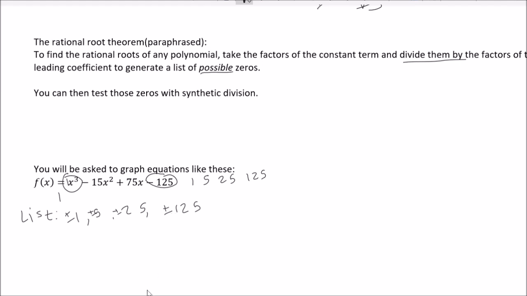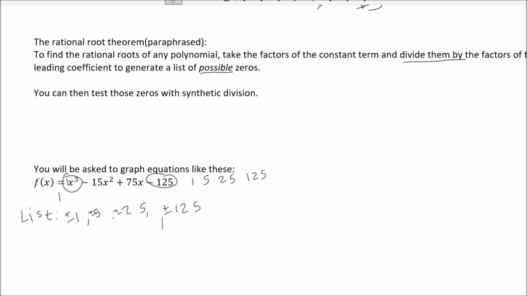Okay, so here's why they're only possible zeros and they're not guaranteed zeros. Right now, this list has 8 numbers in it: 1, negative 1, 5, negative 5, 25, negative 25, and 125, and negative 125. What is the greatest number of zeros this equation could have possibly had? It's degree 3, so there's no way for it to have more than 3 zeros. So what we have to now do is figure out which of these are the zeros and which are not.